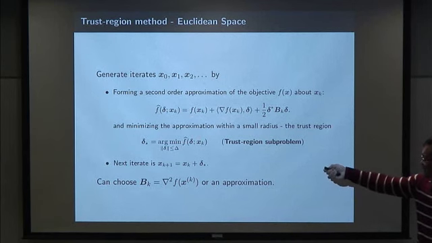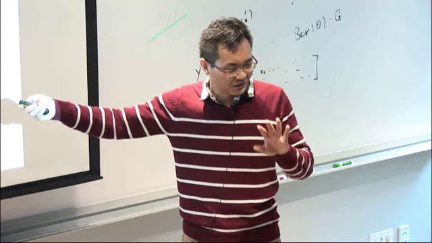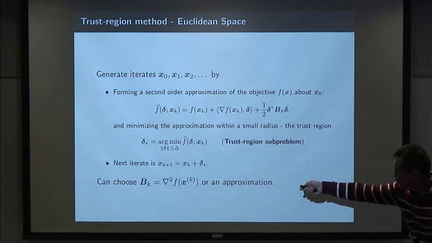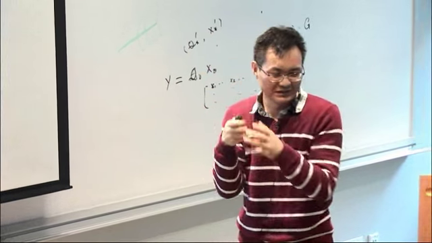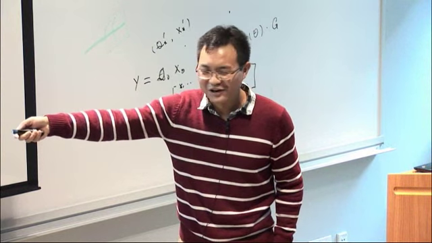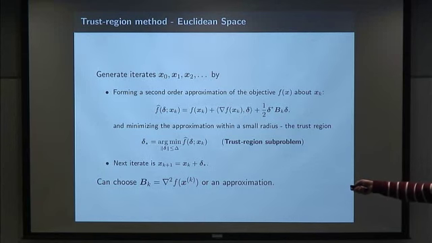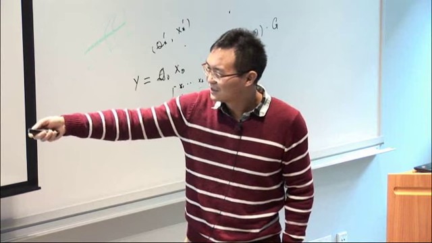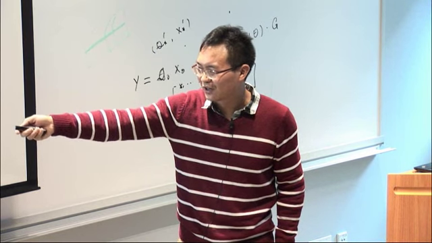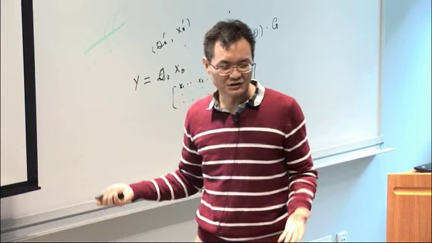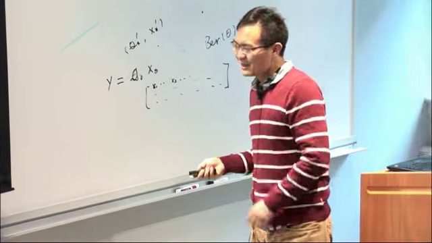I just want to minimize a local quadratic approximation, but I restrict my movement to a small ball around the current iterate. Okay, this is a ball. So this is called a trust region, and the whole algorithm is called the trust region algorithm, or trust region method. The next iterate is the minimizer of this so-called trust region subproblem. Okay, that's the trust region method.